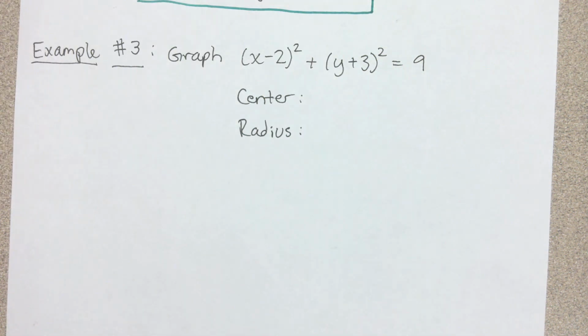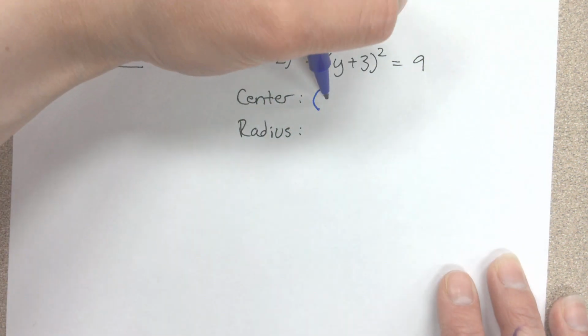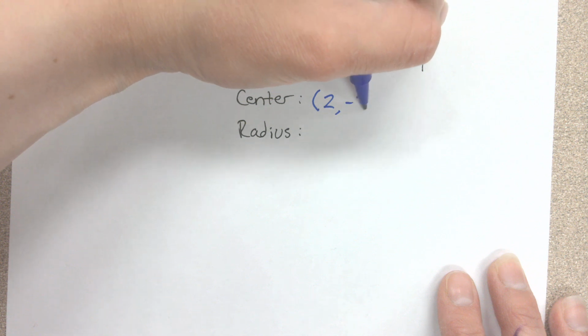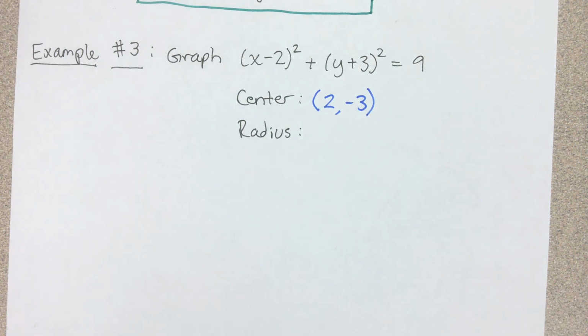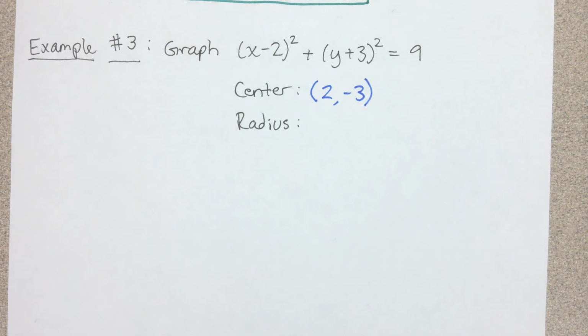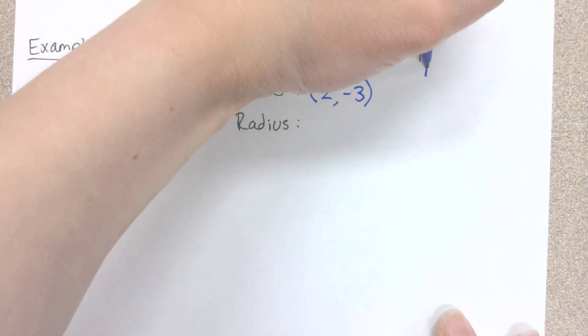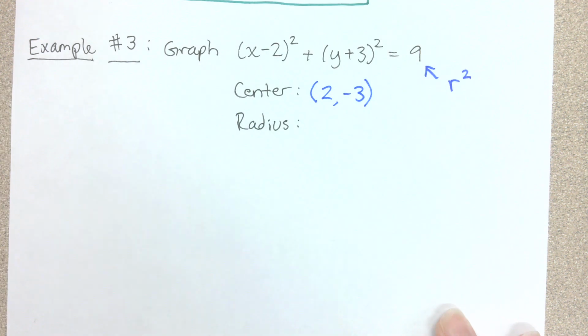So that's the trick on these is remembering that the formula changes what the signs actually are. So you always do the opposite of what they say. So this is actually going to be a positive 2, and this is actually going to be a negative 3. And then the radius, be careful. The 9 here, that's r squared. So the radius is not 9. The radius is the square root of 9.